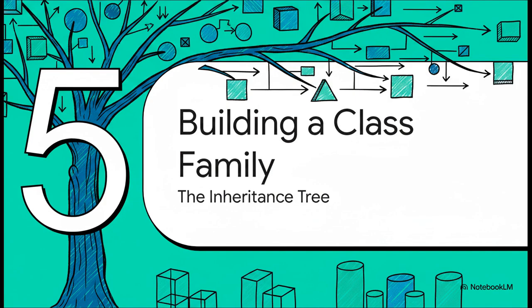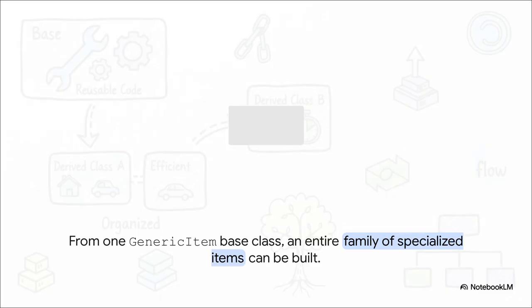Now, let's zoom out a bit, because this idea is way bigger than just two classes. It's about creating an entire logical family tree for your whole program. Look at this. From our one little generic item base class, we can branch out everywhere. We can have our produce item over here, maybe a book item over there, but we can go even deeper. The produce item can become the base for a fruit item and a dairy item. The book item can split into textbook and audiobook. You see what's happening? We're not just writing code anymore, we're designing an organized family. Everything is connected, everything has its place.